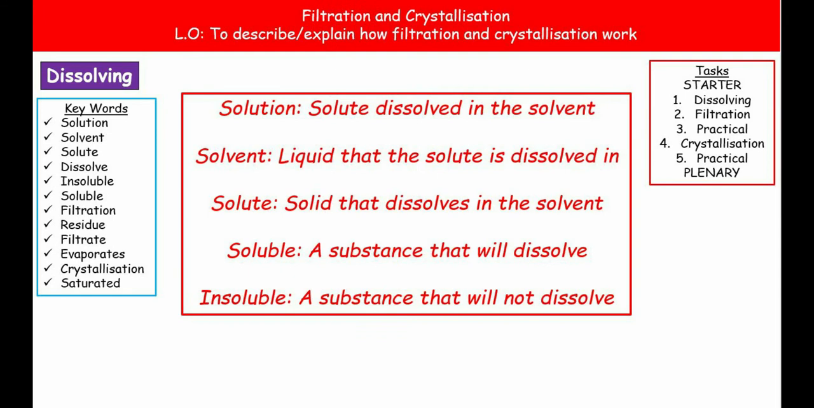What I need you to do then is tick any of these that you've got right, and if there were any that either you didn't know or you've got wrong, make sure you have the correct definition written in your books. So when we're talking about a solution, that is the solute dissolved in the solvent. The solvent is the liquid that the solute is dissolved in. The solute is the solid that dissolves in the solvent. Soluble means that the substance will dissolve, and insoluble means that the substance won't dissolve.